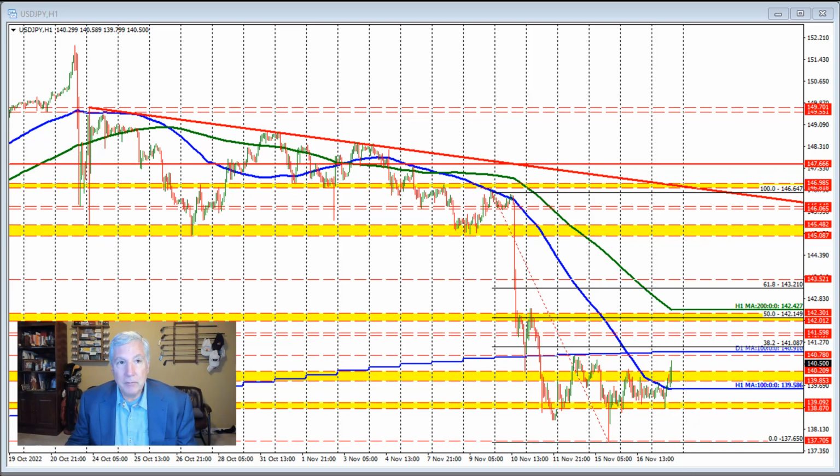We're going to need to get above the 100-day moving average in order to push this pair higher. The price has been below that moving average since this point.